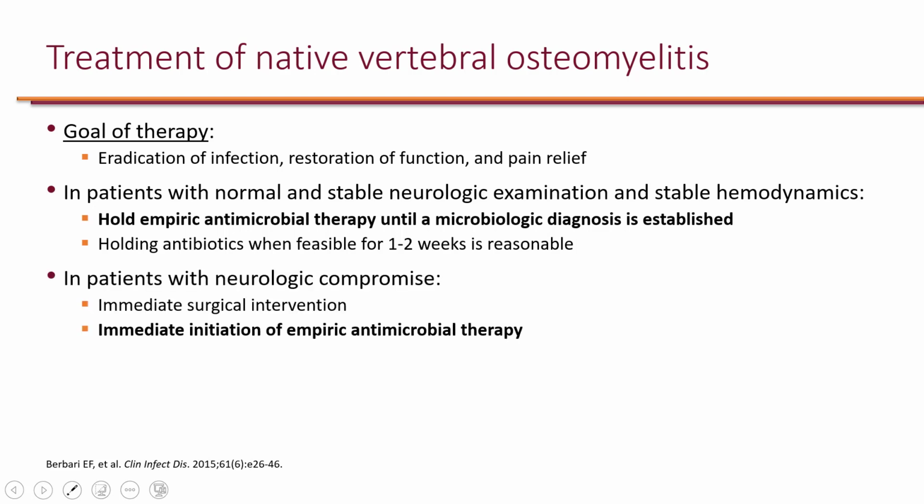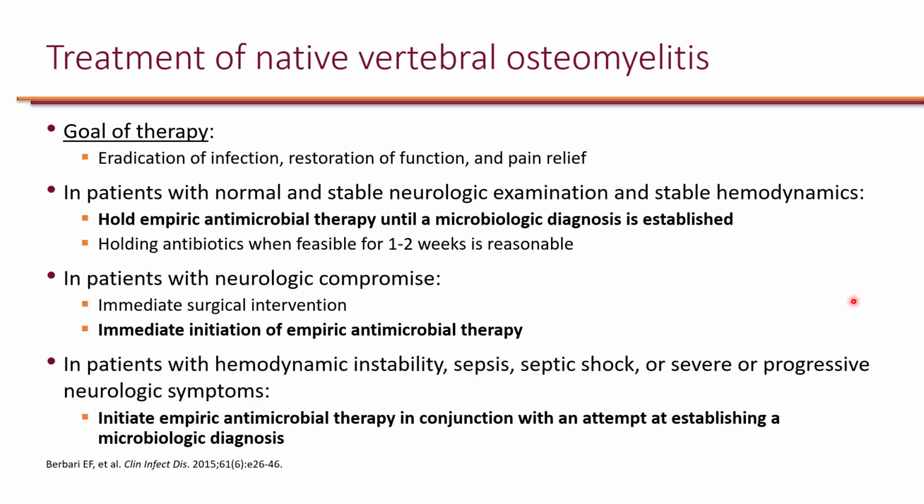Now, in patients with neurologic compromise, for example, those who have paralysis because the spinal cord is involved, it is recommended to make immediate surgical intervention as well as immediate initiation of empiric antimicrobial therapy. So what this means is that we should still attempt to get cultures, but we do not have to wait for the culture results to come back. So we can actually start empiric therapy based on suspected organism.